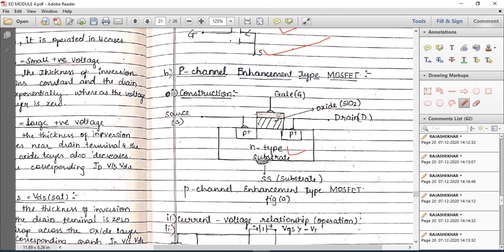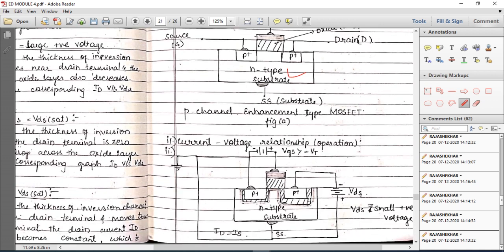As we know, in N-type the majority charge carriers are electrons and minority are holes. In P-type, majority are holes, minority are electrons. Same thing: wherever N is there, you have to keep it as P, and wherever P is there, you have to write N. The same thing is given also.